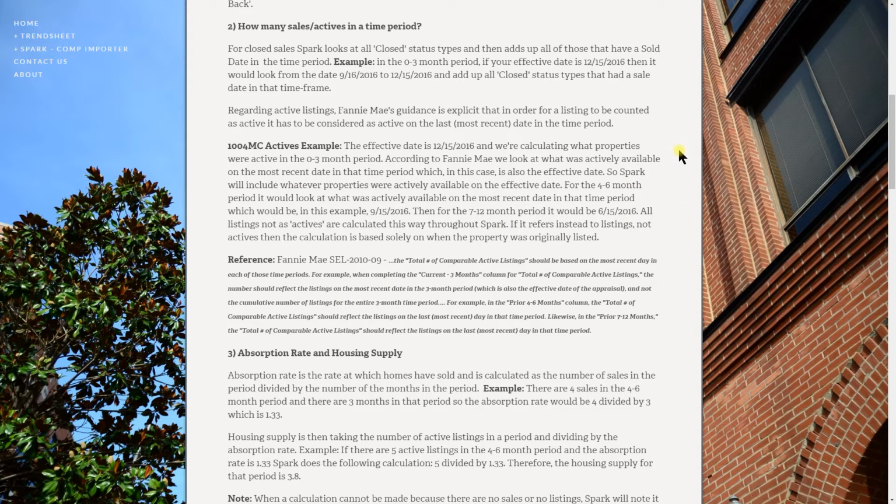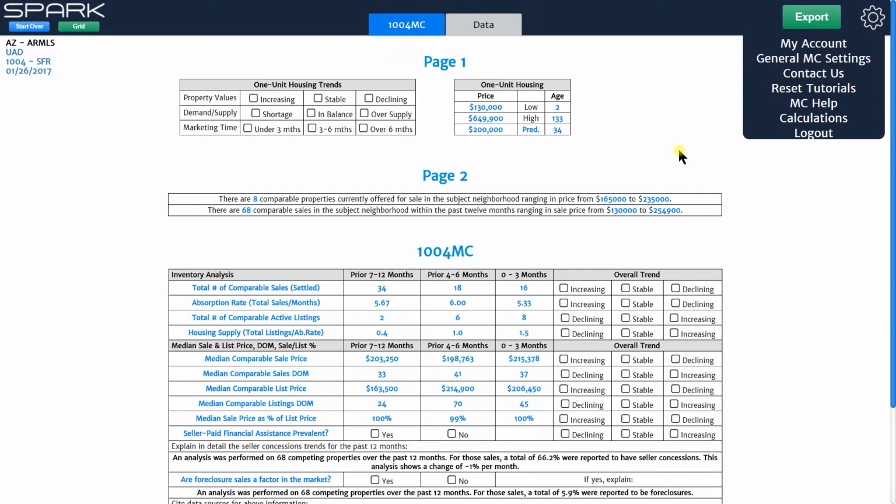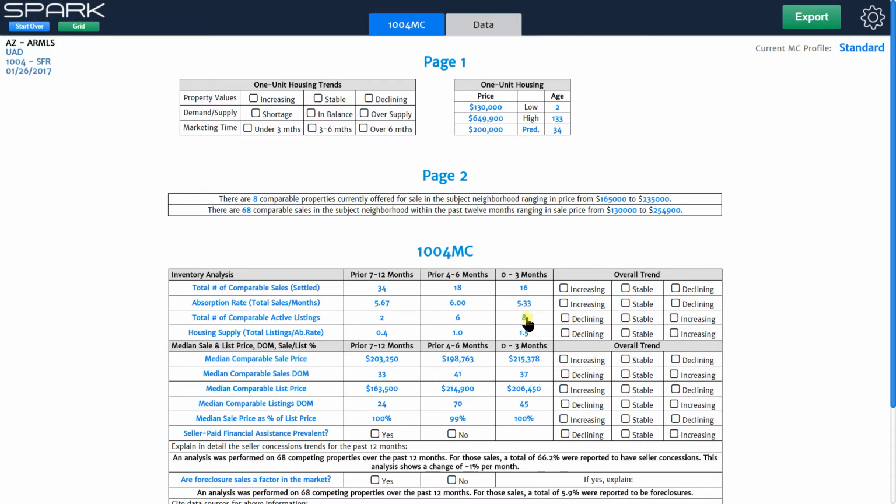But essentially, let's just get out of this page and let's go back into Spark. So this is how it works. How many actives are there available on the last, or I should say most recent date of this time period? And by the way, the most recent date of this time period, as we know, is going to be the effective date. So that's January 26, 2017. So as of that date, there were 8 properties actively available.